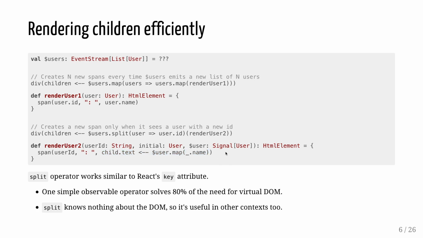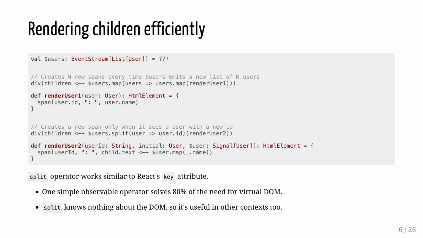So that's why split is called split. On a high level, it converts an observable of a list into a list of observables and then provides each of those observables to the corresponding render function. So sort of like sequence in cats, but more opinionated, more specialized.